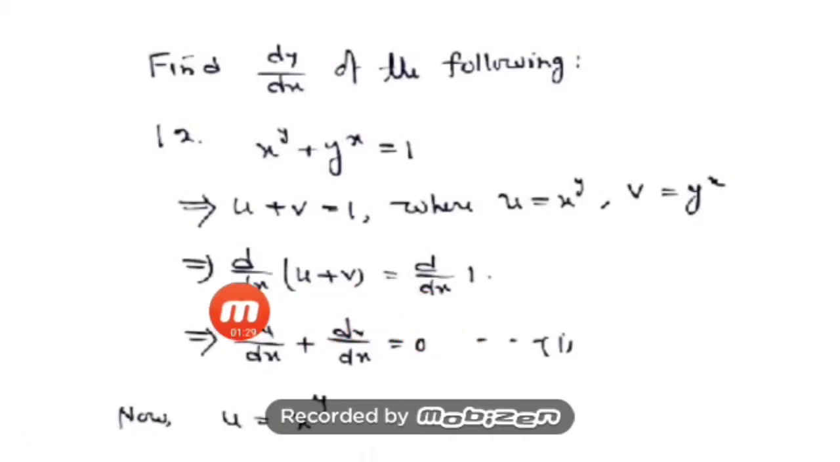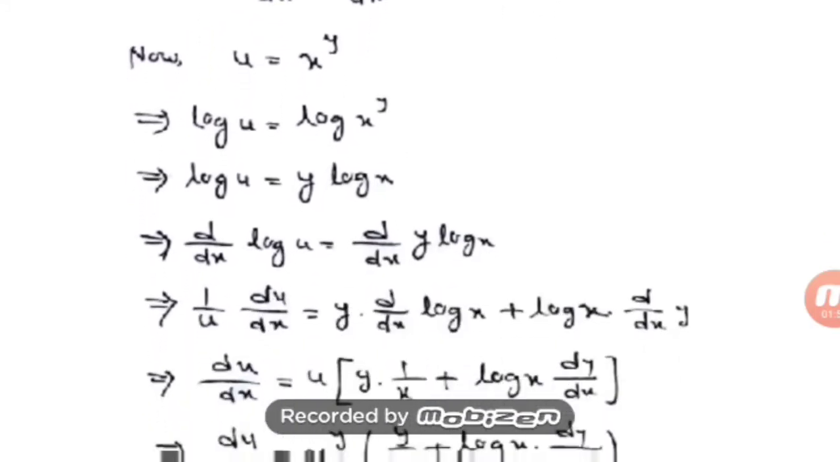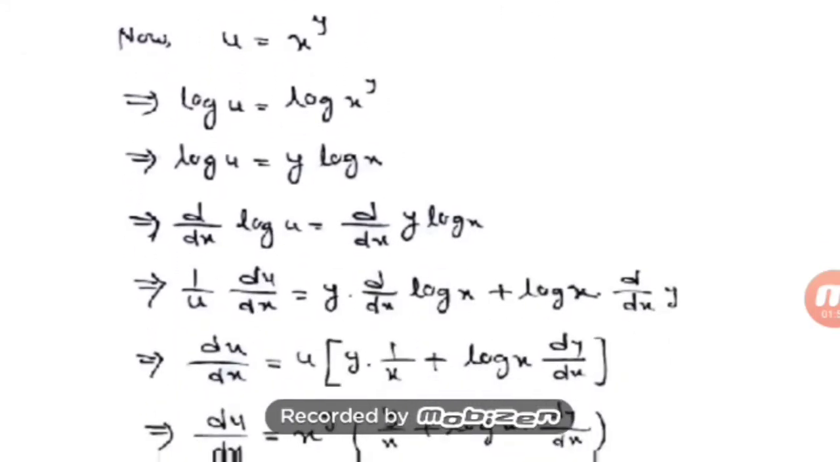On the left side we can apply the derivative sum rule: du/dx plus dv/dx, and d/dx of a constant is 0. So we mark this as 1. And now our aim is to get the values of du/dx and dv/dx. This is your u. u is equal to x to the power y, and as we know the power is a variable, that's why we take logarithm on both sides. Taking logarithm, we get log of u is equal to log of x to the power y.